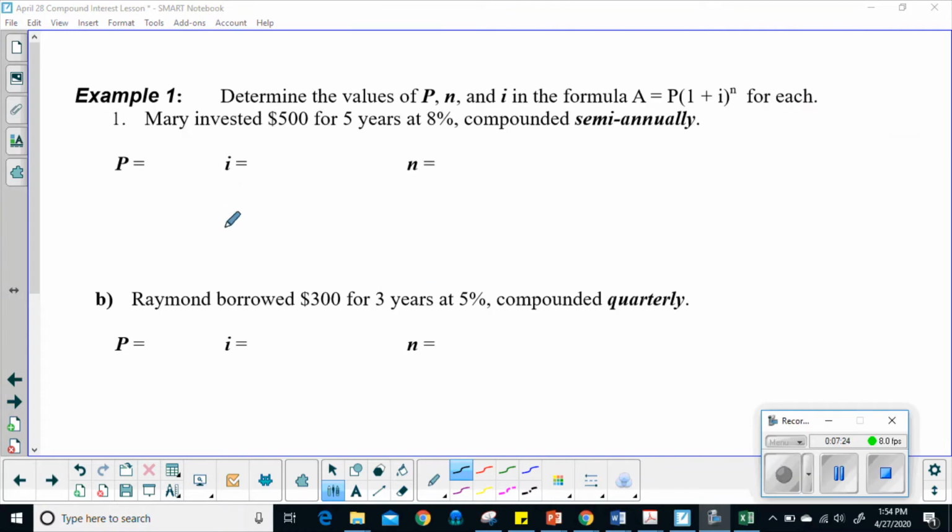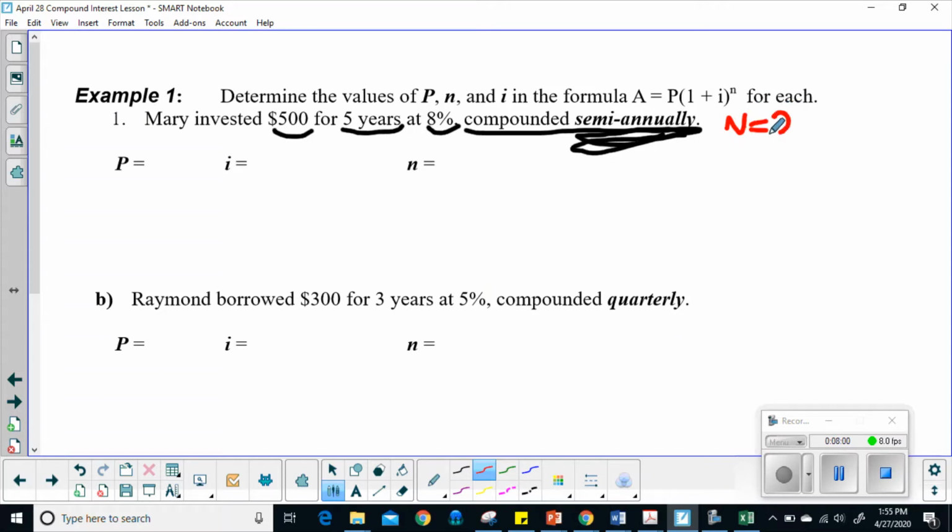Okay, let's just try some converting, interpreting kind of things. So we want to determine the values of P, N, and I from our formula, A equals P bracket 1 plus I to the N. All right, so Mary's going to invest $500 for 5 years at 8%, compounded semi-annually. So that compounded semi-annually is extremely important. That's my big N value. So that's how often it's happening every year. So my big N is 2 because semi-annual is twice a year.